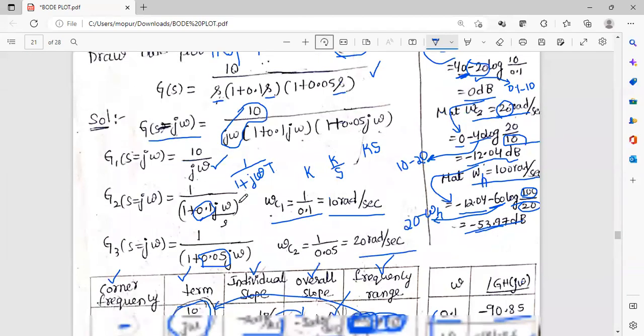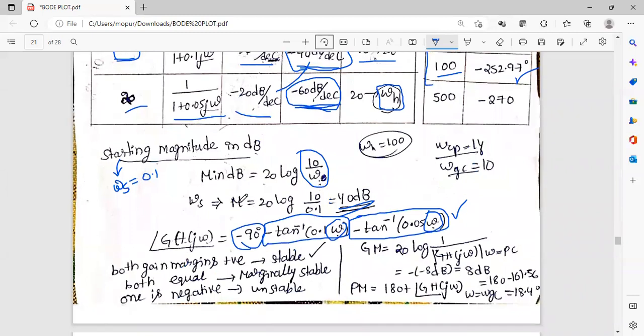What is gain margin? Gain margin is the magnitude at phase crossover frequency. So the magnitude is 20 log of GH of j omega at omega equals omega PC. You can find the magnitude at omega equals omega PC. Gain margin is the magnitude in decibels at phase crossover frequency.